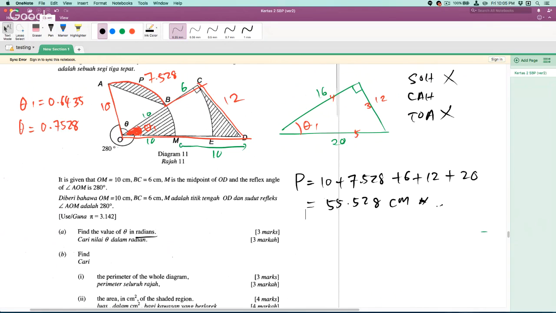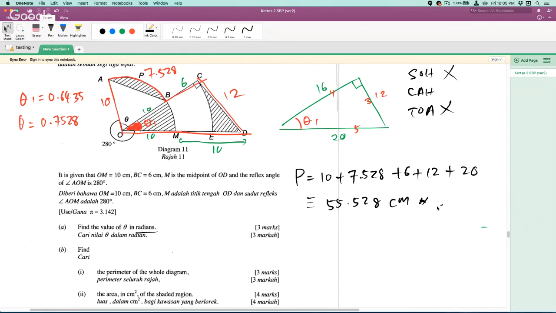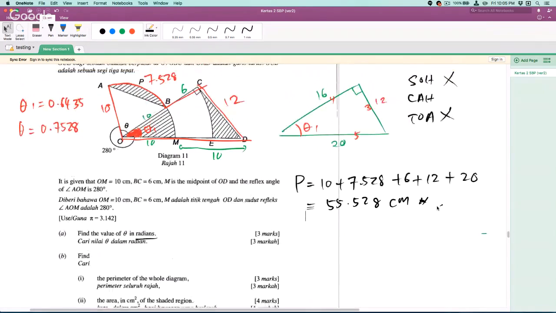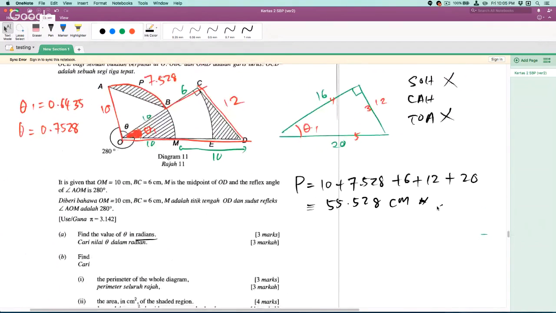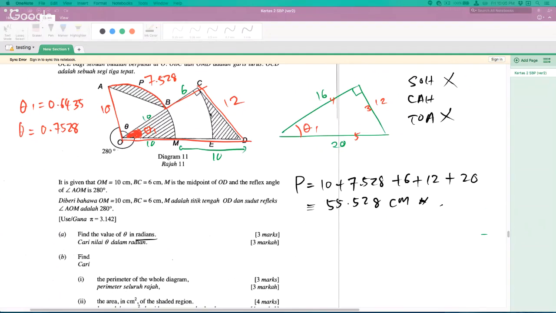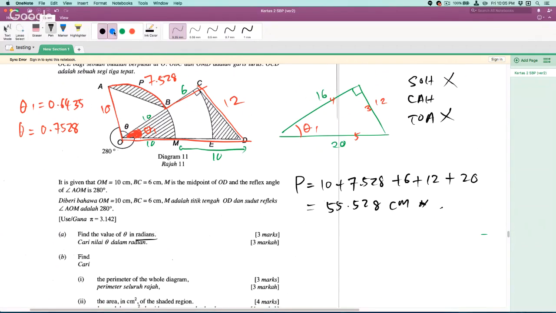Okay, then the second part, 4 marks, they ask you to find the area of the shaded region. It's tricky again, but let me finish this one first. So I want to find the area of the shaded region, one by one. There are so many things here. This one is part A. This one is part B and part C. So we separate out A, B, C, easier for you to understand.